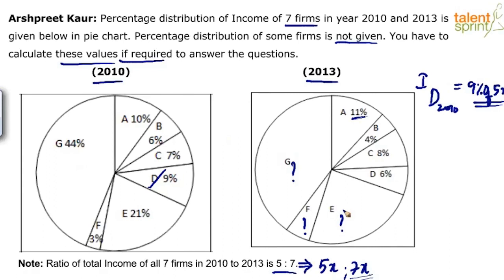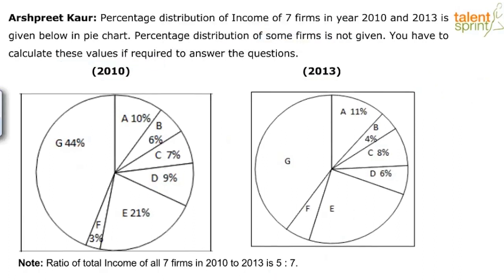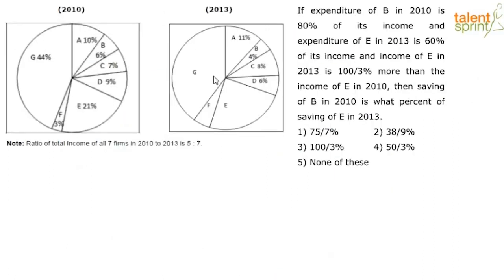Let us now look at the questions asked along with this. So I'll just move to the next slide, which has got the questions here. Yeah. So I think the directions have been removed. We know what it is, right? 2010 income of 7 companies, 2013 also income of 7 companies. The ratio of total income of all the 7 firms in 2010 to 2013 is 5:7. And here's the question. What you see on the right hand side is the question. So let's look at this.